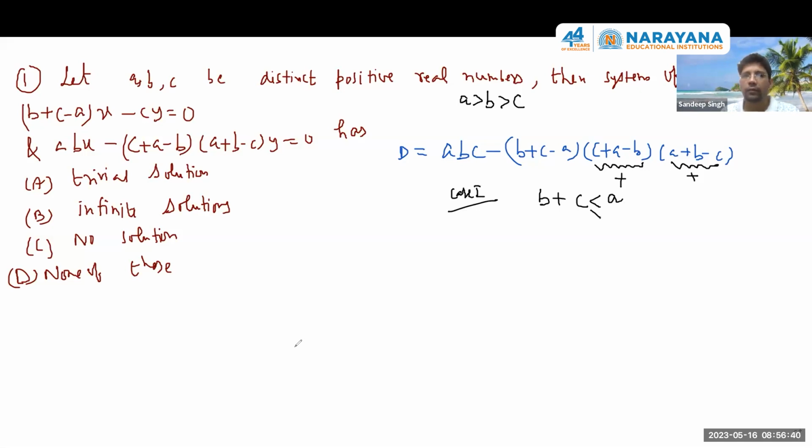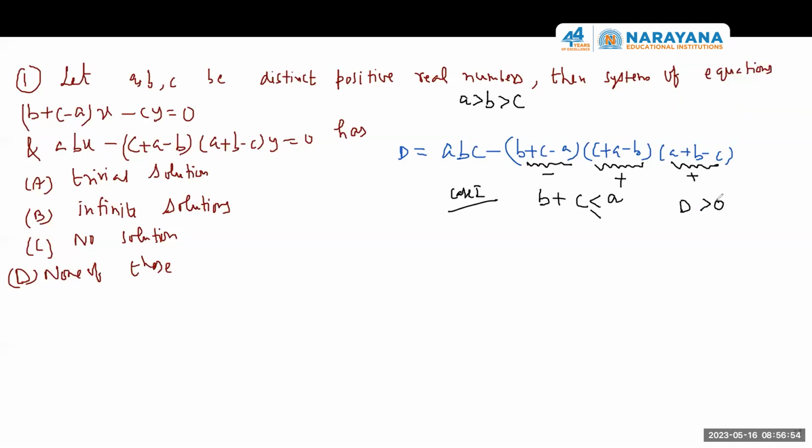Doesn't matter, they are positive. B plus C less than or equal to A. So this sign will become, tell me? Negative. So overall, what will D become? Strictly positive or not? In the first scenario. Yes, correct.